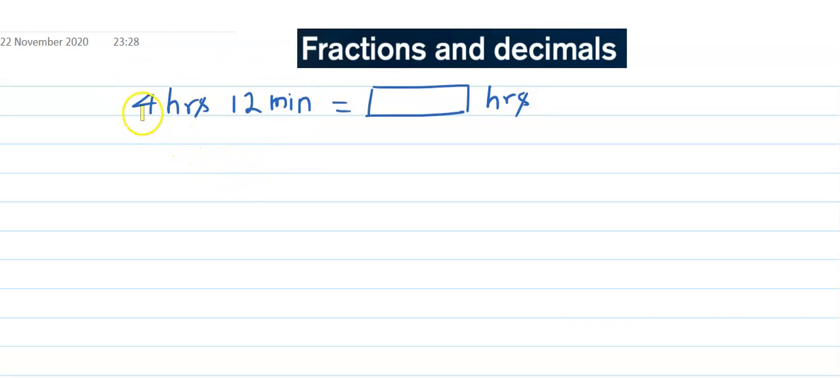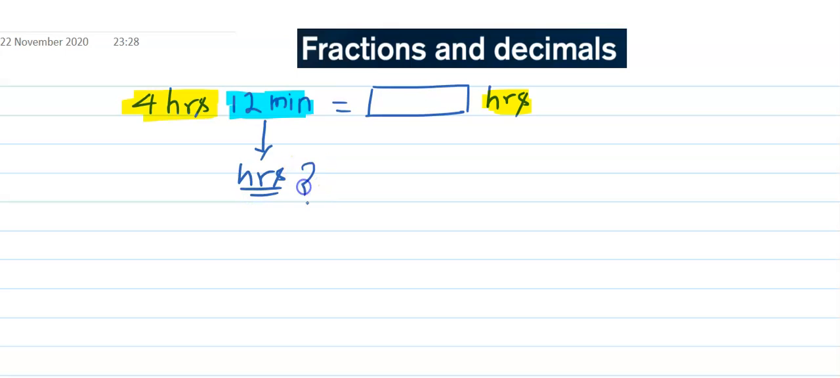So see here, there are two things. One is 4 hours, that is okay. So we want our answer in hours. But the next thing is we have 12 minutes. So my aim is to convert 12 minutes into hours.